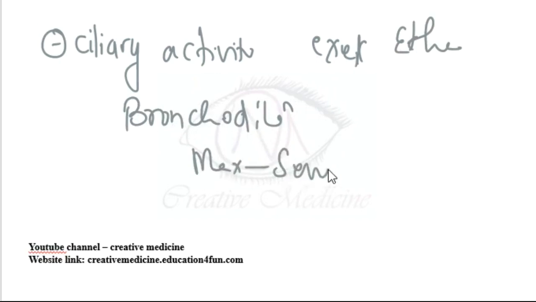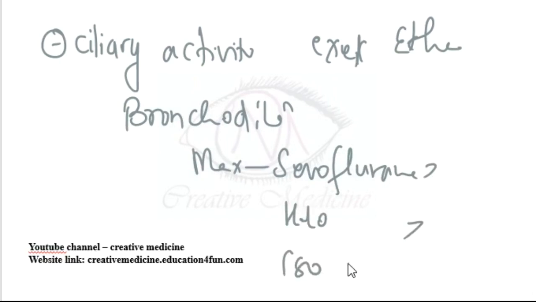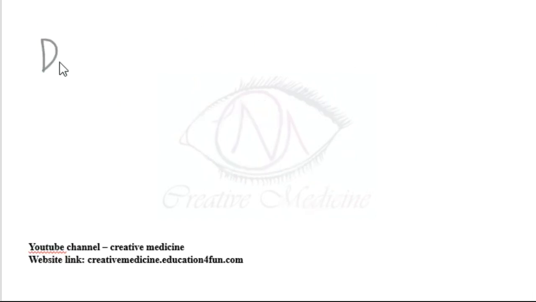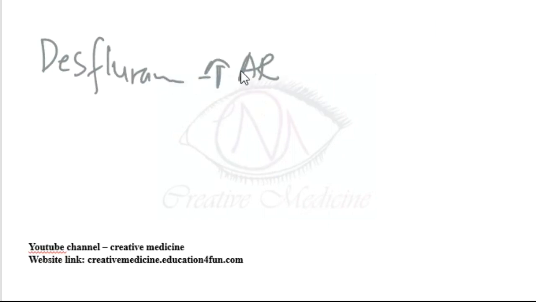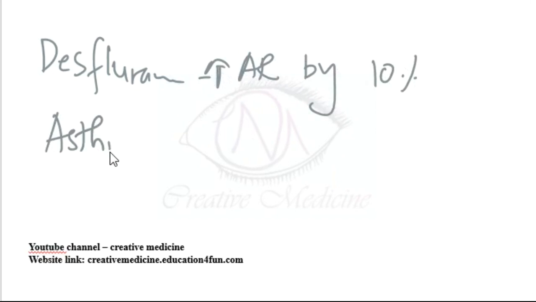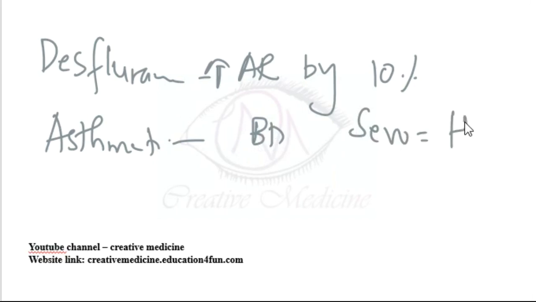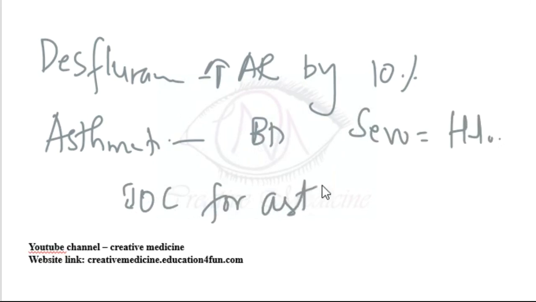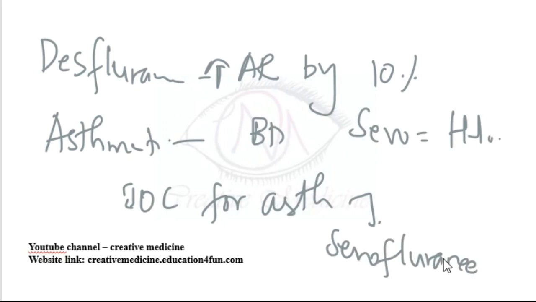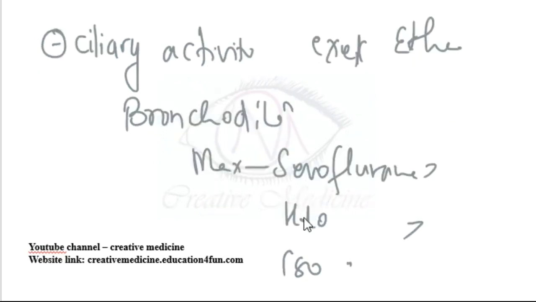followed by halothane, followed by isoflurane, and desflurane will increase the airway resistance by around 10%. So the maximum bronchodilation is done by sevoflurane, followed by halothane, followed by isoflurane. Then in asthmaticus, the bronchodilation of sevoflurane is almost equal to the halothane. So if you were asked, inhalational agent of choice in asthmatics is sevoflurane, and maximum work of breathing is done by halothane, whereas minimum increase in work of breathing is by sevoflurane.